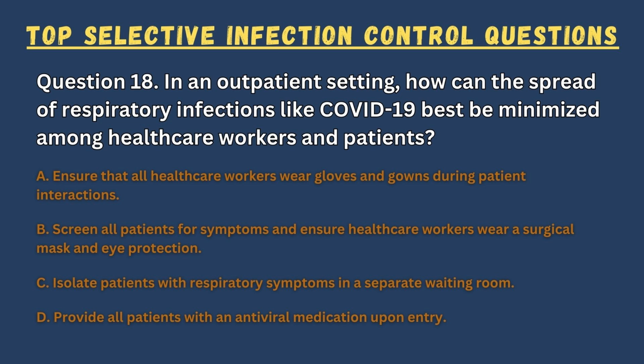Question 18. In an outpatient setting, how can the spread of respiratory infections like COVID-19 best be minimized among healthcare workers and patients? A. Ensure that all healthcare workers wear gloves and gowns during patient interactions. B. Screen all patients for symptoms and ensure healthcare workers wear a surgical mask and eye protection. C. Isolate patients with respiratory symptoms in a separate waiting room. D. Provide all patients with an antiviral medication upon entry.